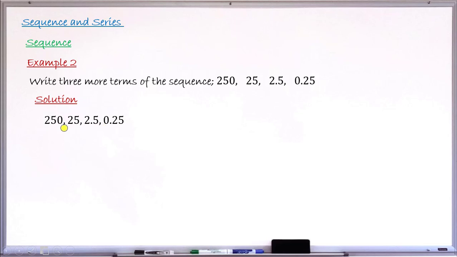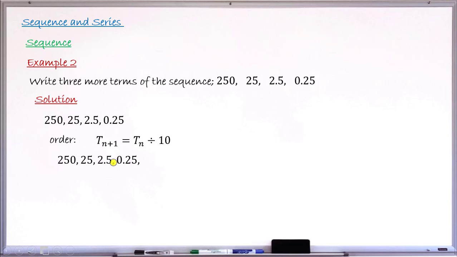So looking at this critically, 250 to 25 is division by 10. So let me just write the rule, the order. The order there means to get to the next term, that is Tn plus 1, that is the next term, what you now do is to take the present term divided by 10. So 250 divided by 10 gives you the next. 25 divided by 10 gives you the next. 2.5 divided by 10 gives you the next. So you can now write more after this.